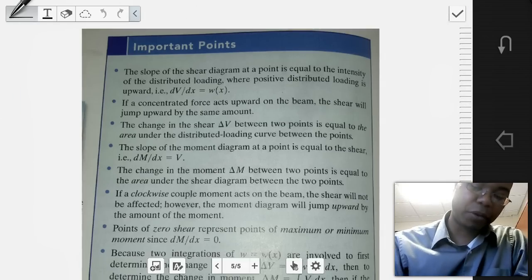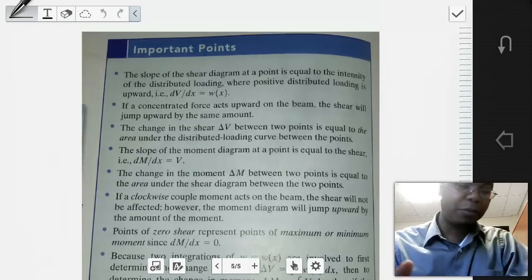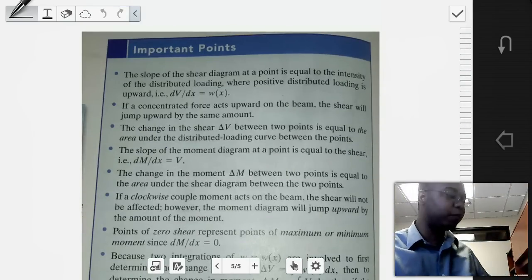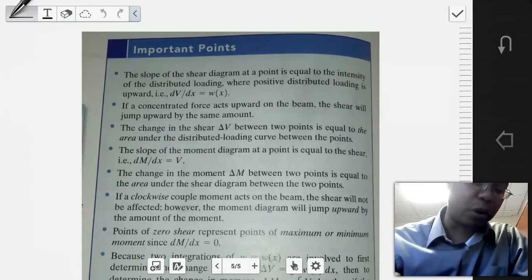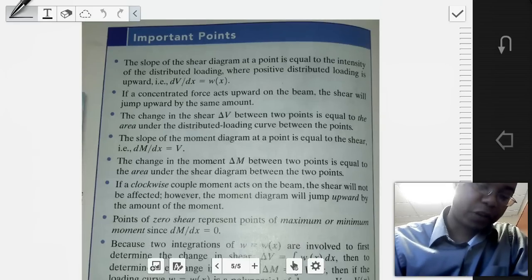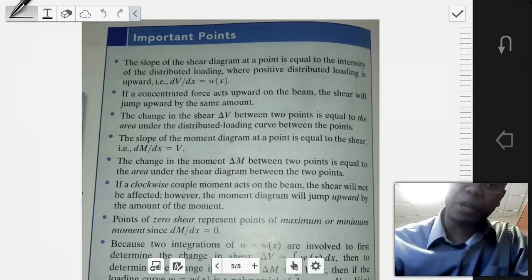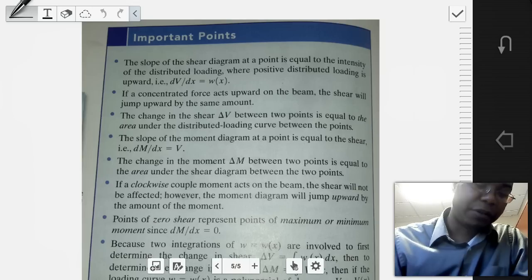So there's a couple of important points that the book wants to stress in this blue section for the notes. So let's go over some of these important points. The slope of the shear diagram at a point is equal to the intensity of the distributed loading, where the positive distributed load is upwards and has a relationship of the change in the shear, the derivative of the shear with respect to x, is equal to the value of the distributed load.